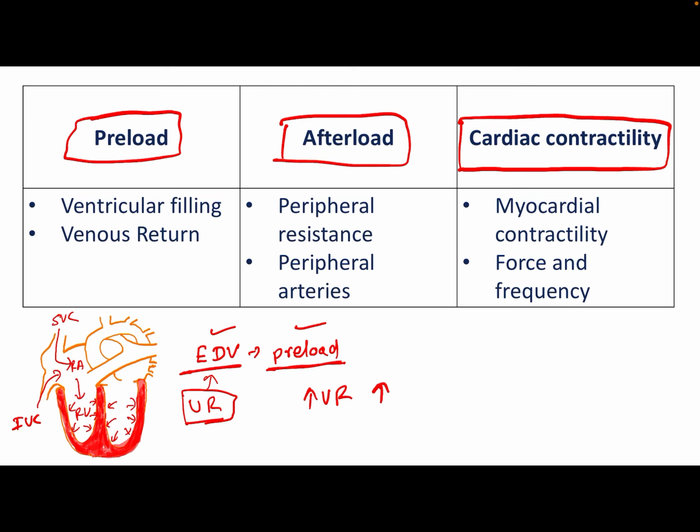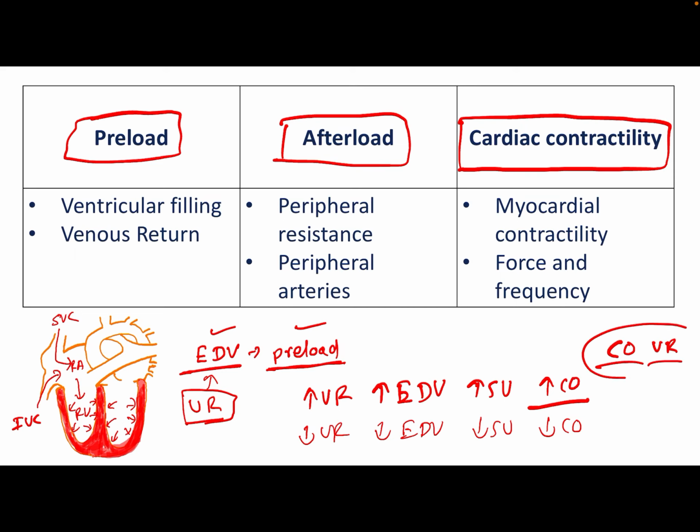If there is an increase in venous return, there will be an increase in the end diastolic volume, so an increase in the stroke volume, so cardiac output will increase. If there is a decrease in the venous return, there will be a decrease in the end diastolic volume and a decrease in the stroke volume, so cardiac output will decrease. So they are directly related. There is a direct relationship of cardiac output with the venous return, but within physiological limits.